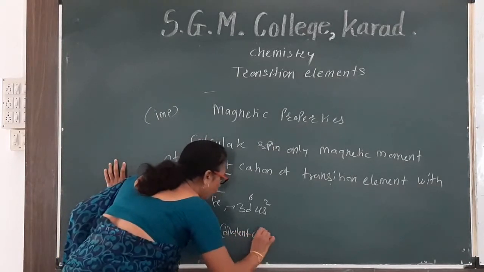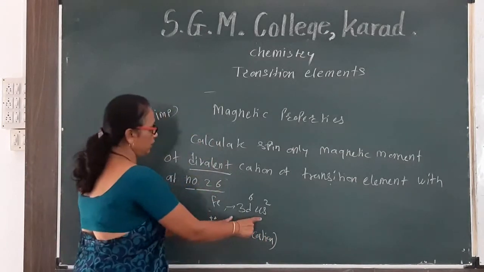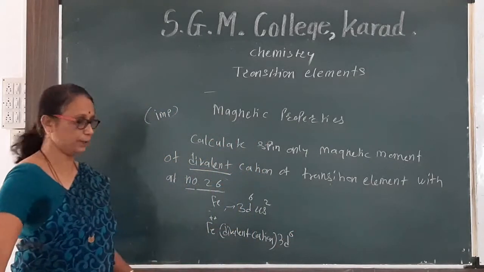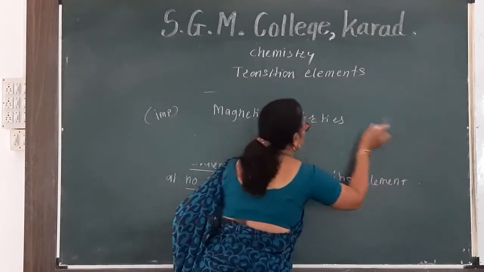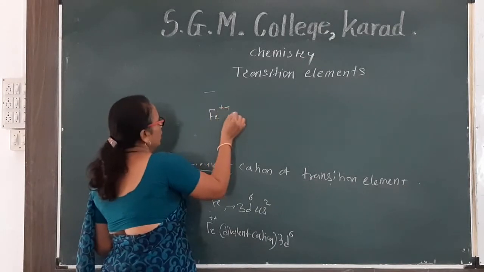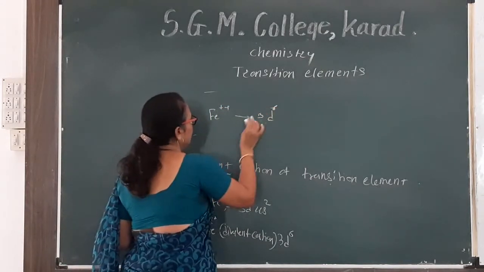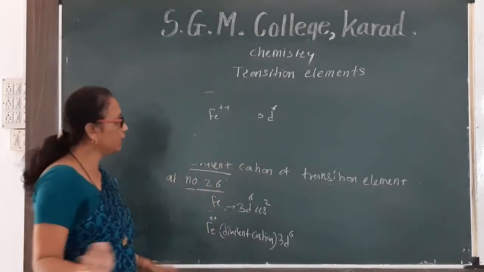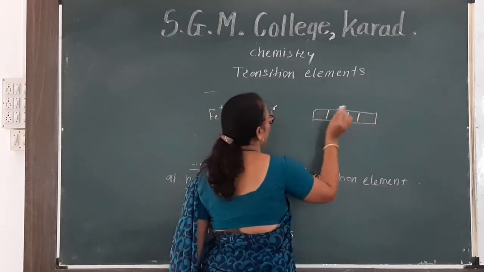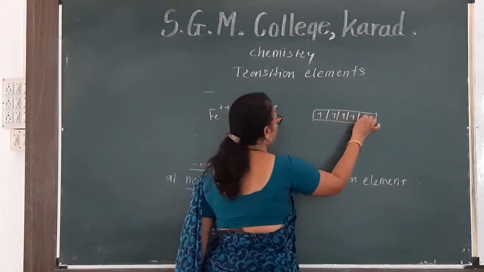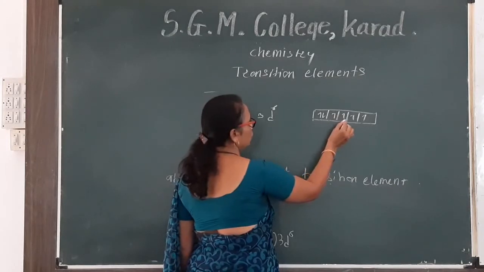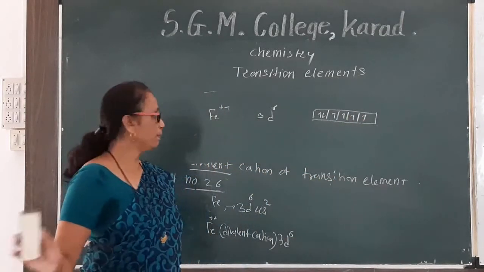Electronic configuration of divalent cation becomes, by losing 2 electrons, 3d6. As Fe plus 2, electronic configuration becomes only 3d6. Calculate the number of unpaired electrons in this 3d6. 3d6 means you can write this 1, 2, 3, 4, 5, and 1 electron gets paired. How many unpaired electrons in 3d6? 1, 2, 3, 4. There are 4 unpaired electrons.